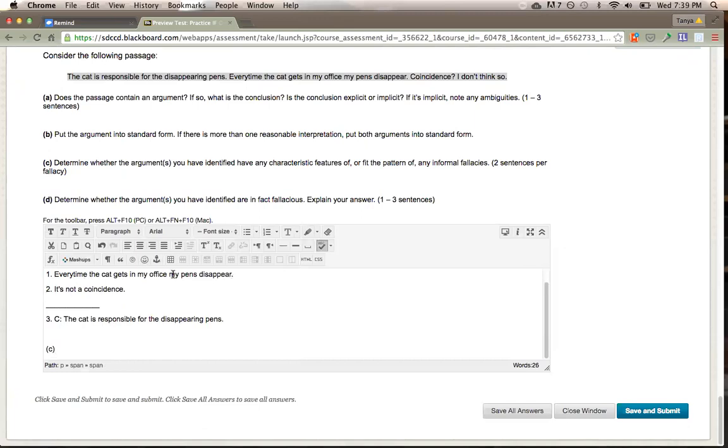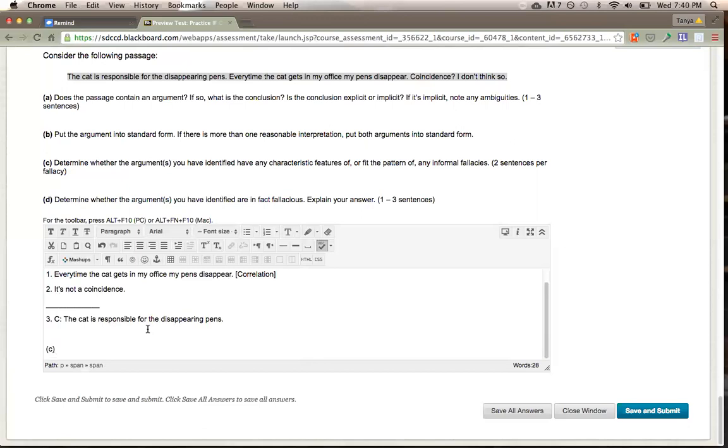And one of the things we learn in the module about causation is that we don't often use these words explicitly. So it helps to clarify the reasoning if you fill them in. So instead of "every time the cat gets in my office, my pens disappear," you might rephrase this: the cat getting in my office is correlated with my pens disappearing, or you might put in parentheses or brackets, this is a correlation claim. "It's not a coincidence" is ruling out one explanation for the correlation. One explanation is it's just a coincidence, and we're saying that's not the best explanation.